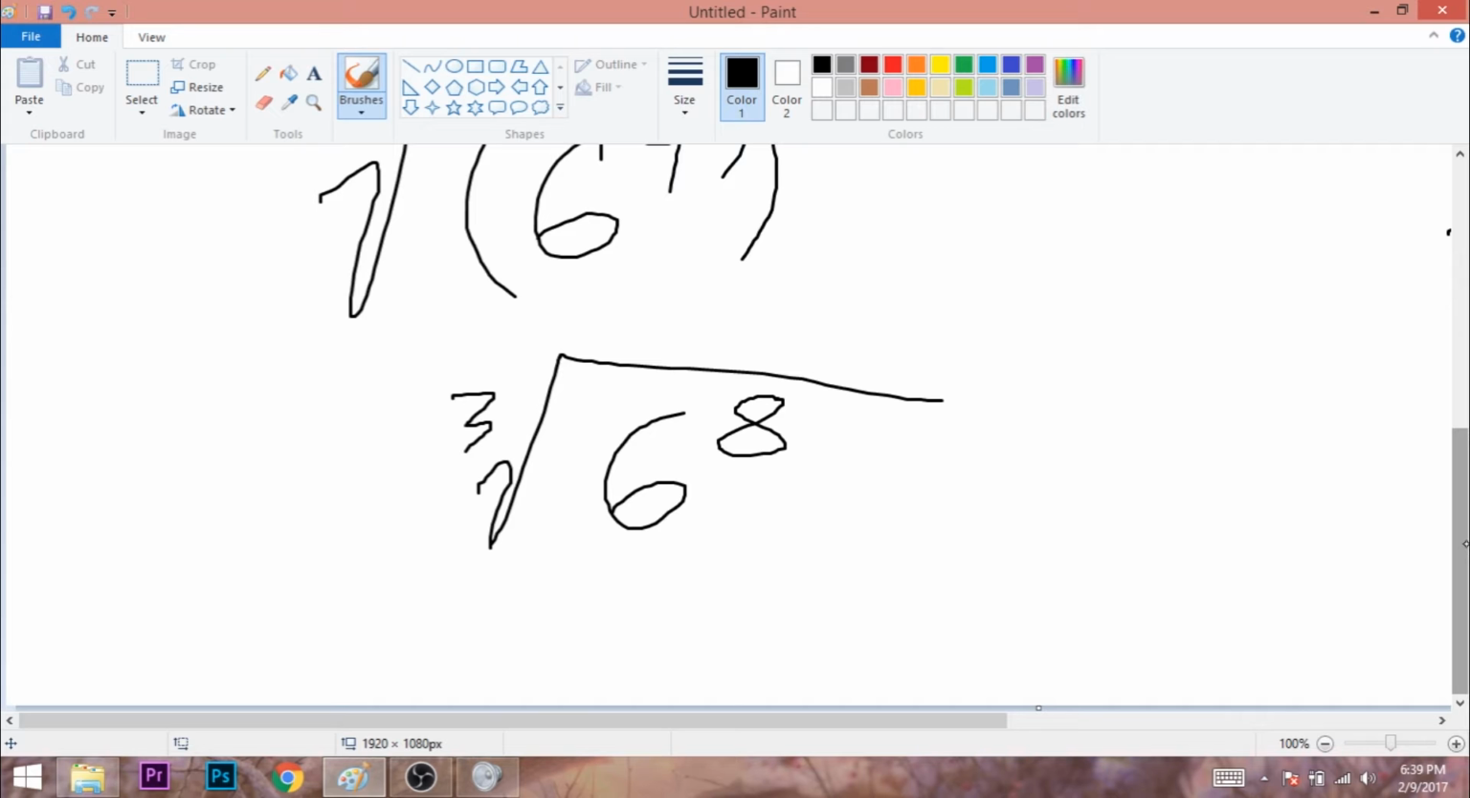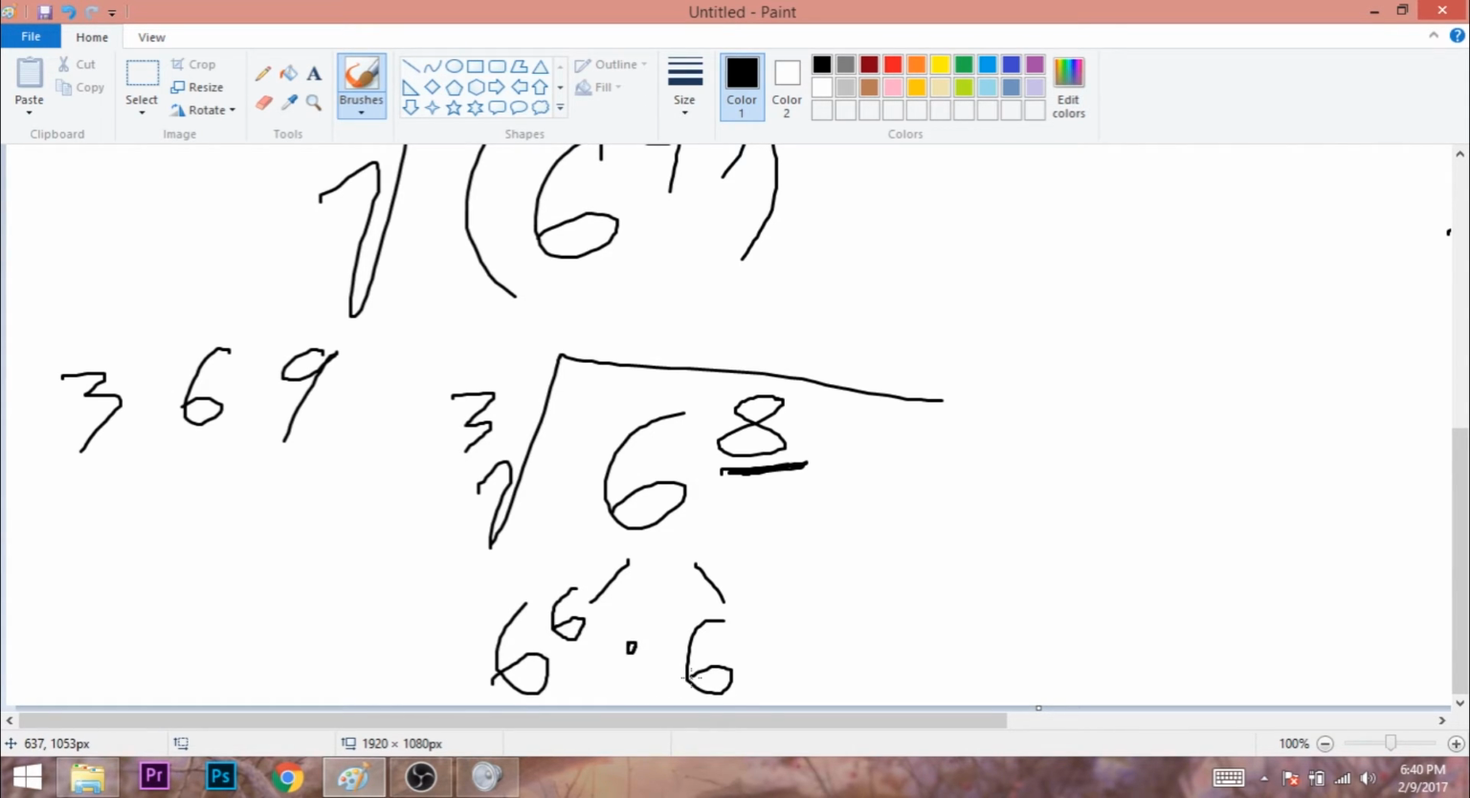Now, how do we simplify this? Well, you have two possible scenarios. You want to get a multiple of 3. That's what we're trying to get for the exponent. So let's see, what's the greatest multiple that we can get? There's multiples of 3: 3, 6, 9, etc. From here we're stuck with 8. The greatest multiple we can get from 8 would be 6. So we have 6 to the 6th power times 6 to the 2nd power.